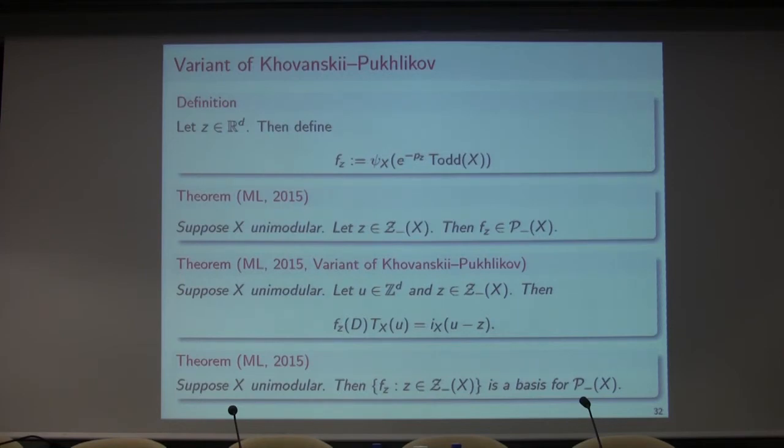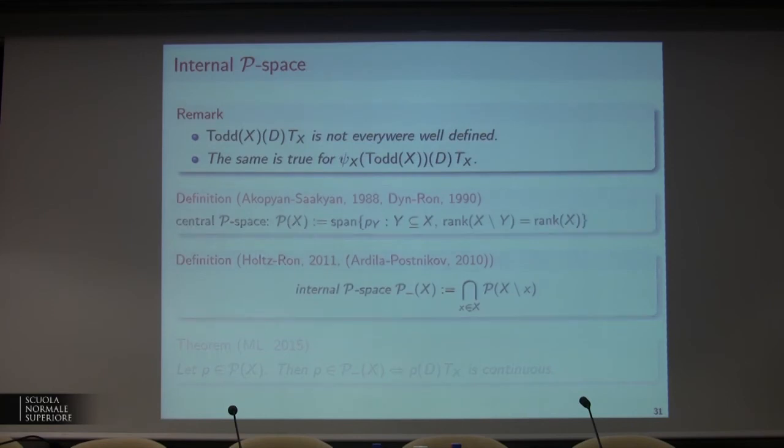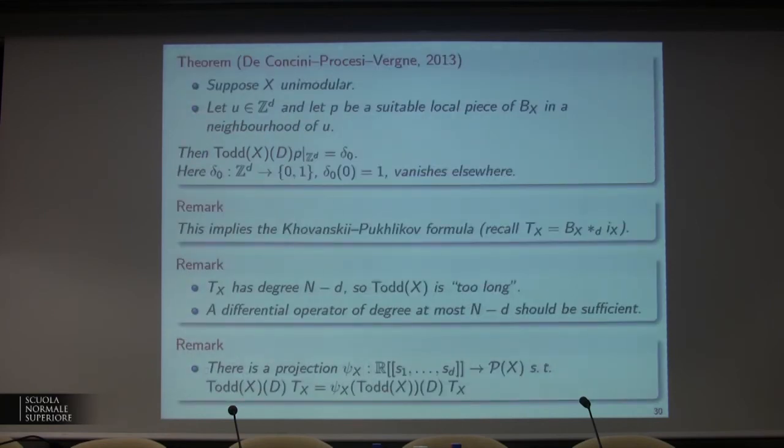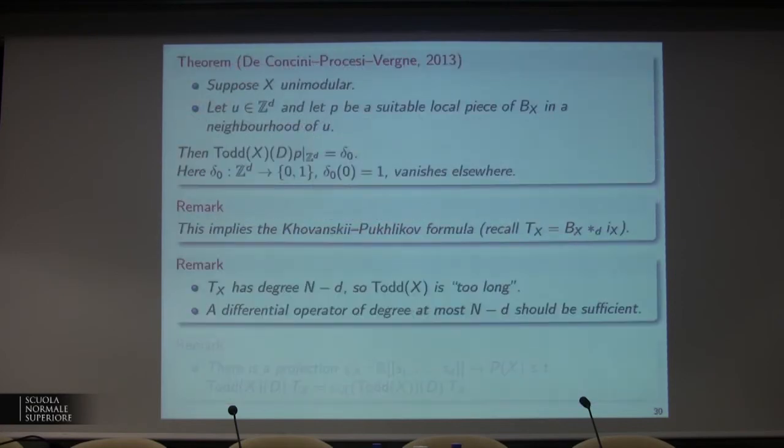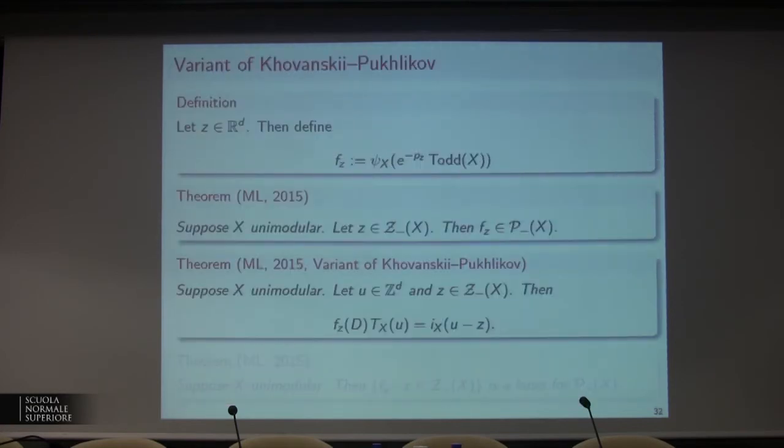So in what sense is this a variant of Khovanskii-Pukhlikov? Well, it tells us that if we have a unimodular matrix, then we can turn the T_X into the I_X in the field. So we apply some kind of Todd-like operator to T_X. So you have replaced the Todd operator, but it's a kind of shorter shifted thing, yes. Okay. And the local piece can just be the function itself.